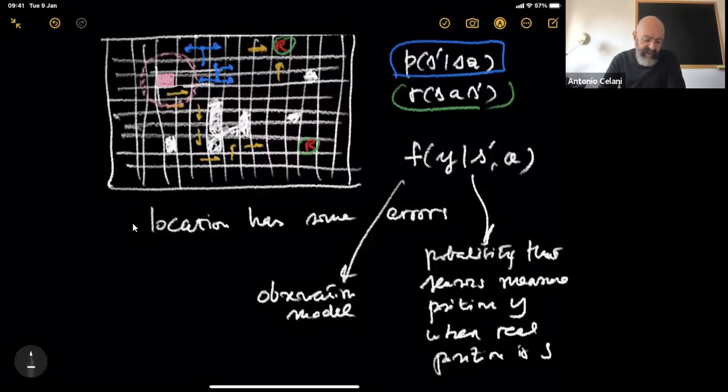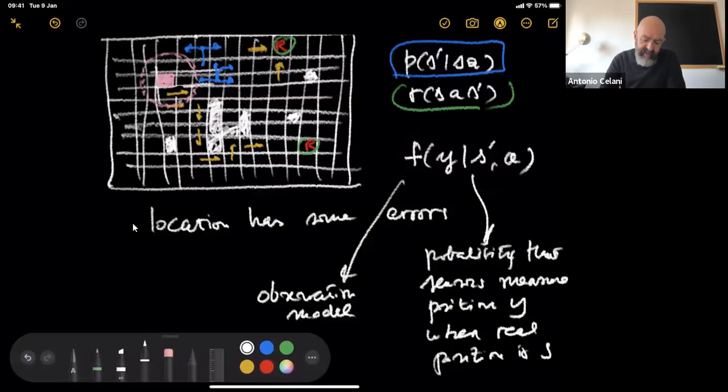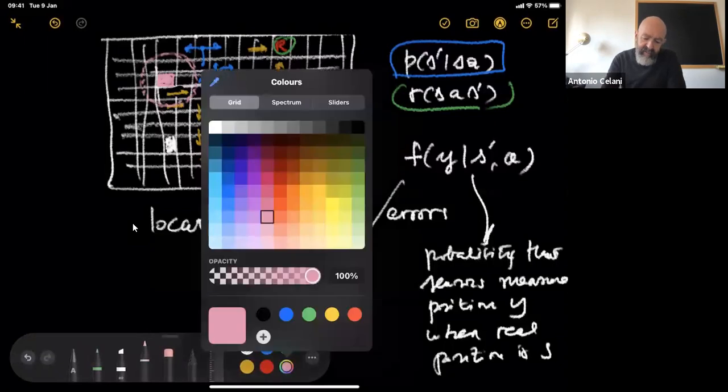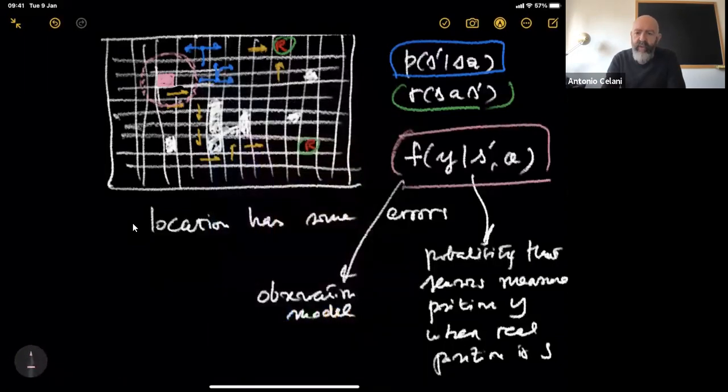But what is important here is that this notion is also known to the agent. So the agent also has a model of what will be the outcome of the observations, even though they are inaccurate.